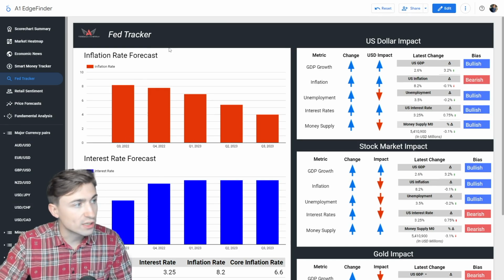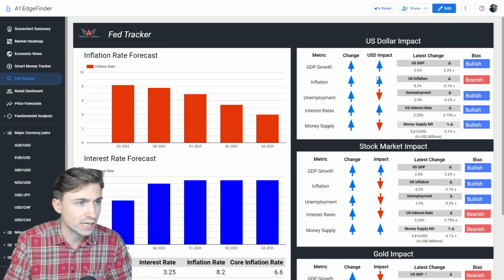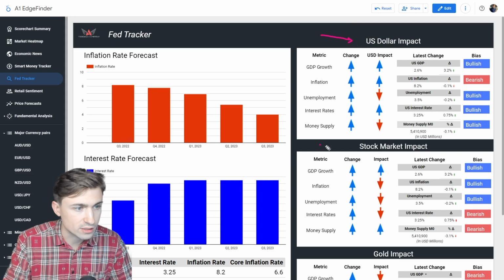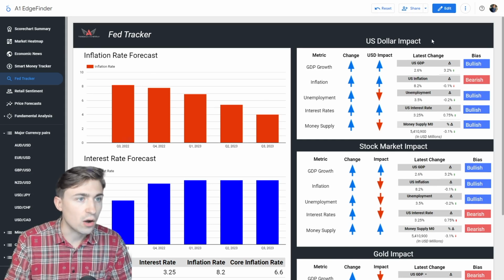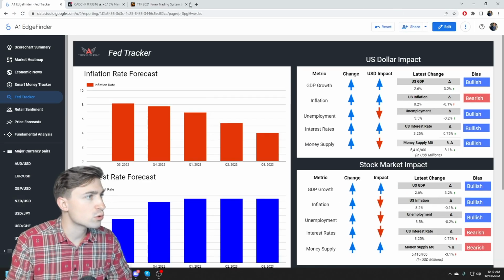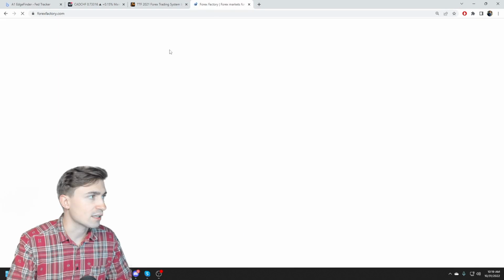Today we're taking a look at the Fed tracker, which is our newest feature on the Edge Finder, and I wanted to show you guys a little bit of my bias when it comes to the US dollar, the stock market, and the gold market going into a week like this where we have a lot of news on the radar. If we go to forexfactory.com, you can just see that this week is loaded with stuff to do.